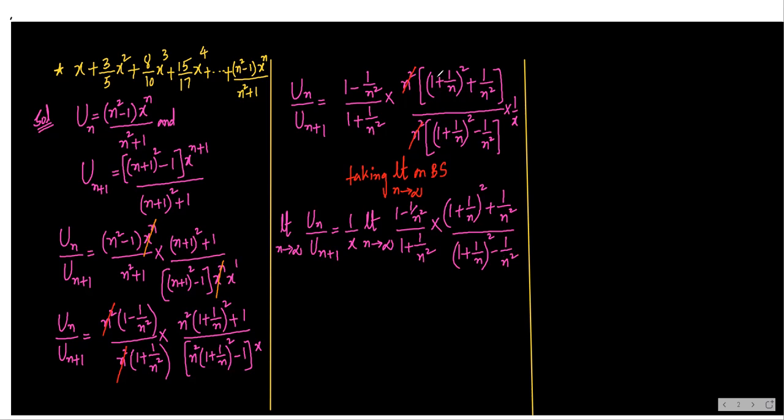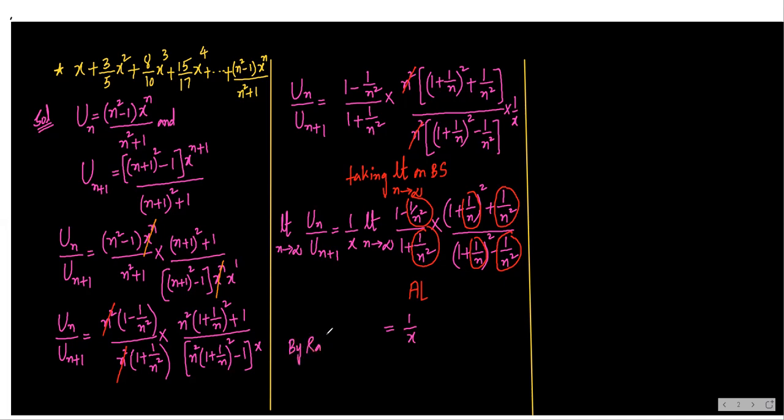As I apply the limit, as n tends to infinity, these are the terms which become 0. This part becomes 0, this part becomes 0, this part becomes 0, and this part becomes 0. So finally, what is left is 1 by x.